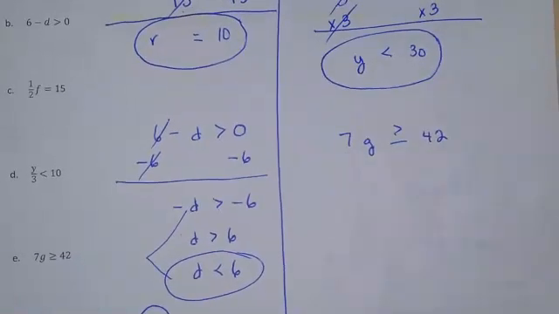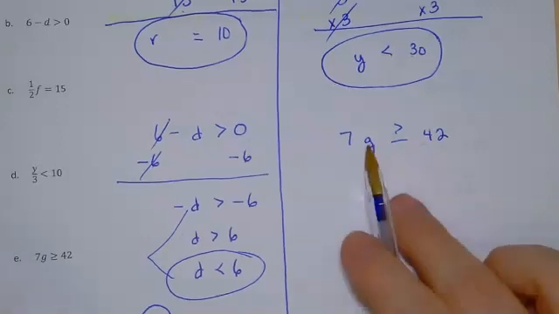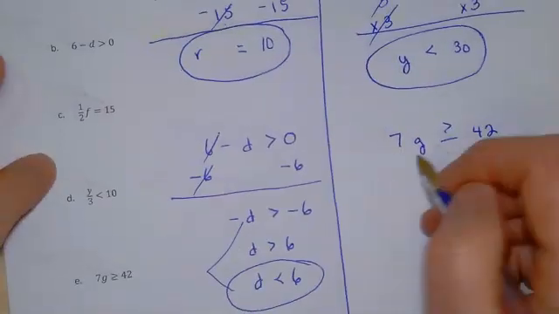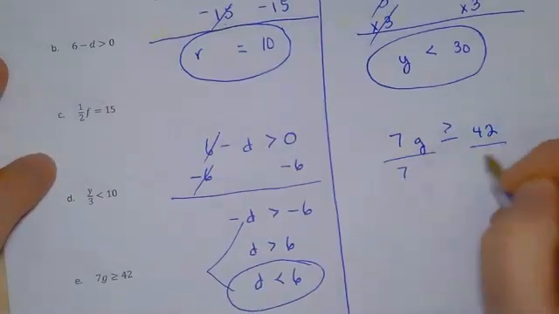Here's the next one. 7g is greater than or equal to 42. 7g, what kind of math problem is that, Brock? Add, subtract, multiply, or divide? It is. So what's the opposite of times by 7? Divide by 7. Divide by 7, both sides.